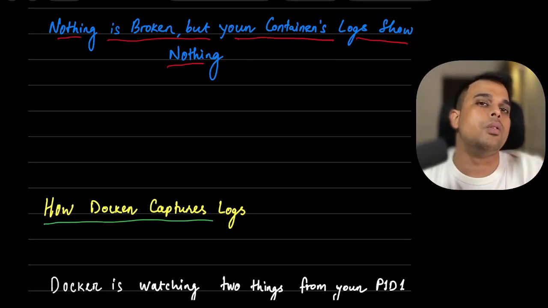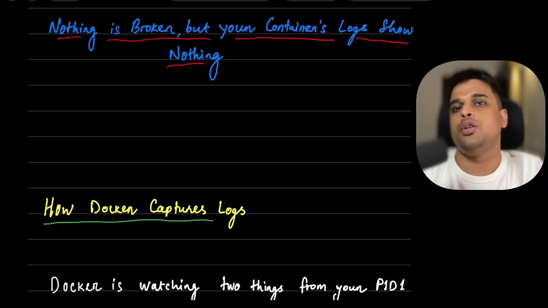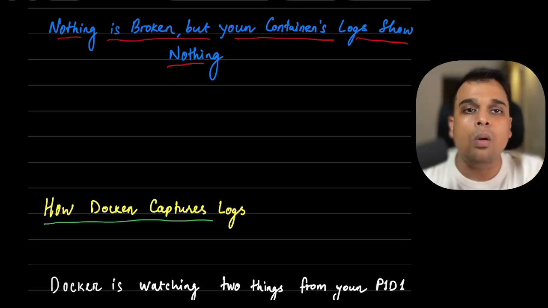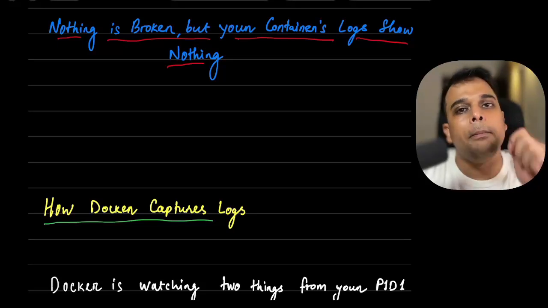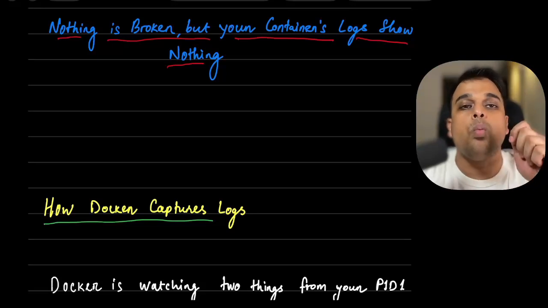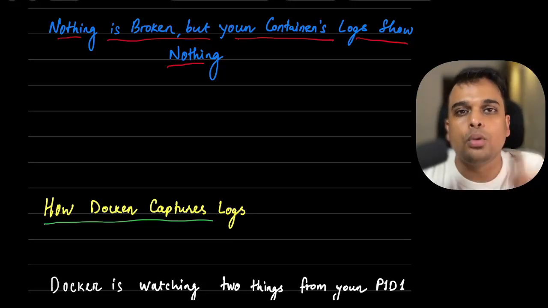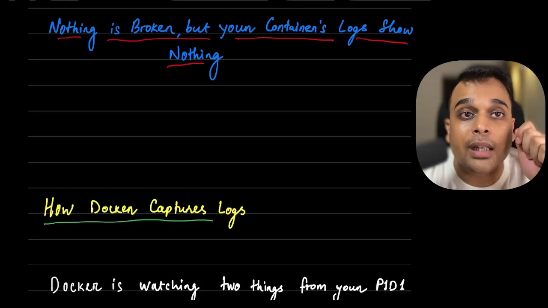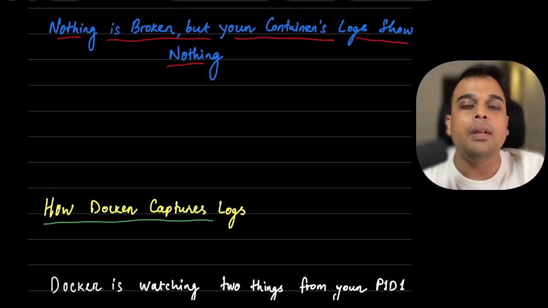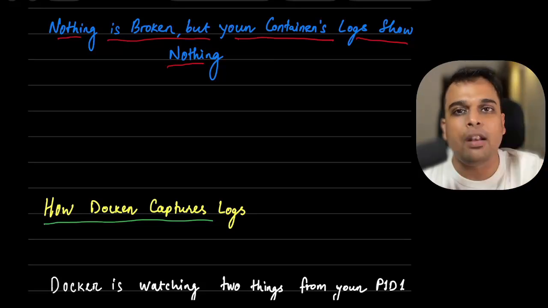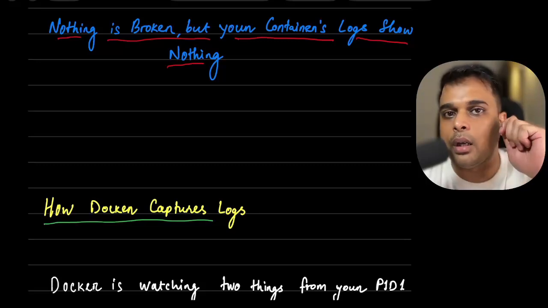So in this video, we are going to reproduce this particular issue from scratch and understand how Docker actually captures the logs behind the scenes. And we will figure out why docker logs sometimes shows absolutely nothing, even when the application is logging correctly. And we will learn how to track down where the logs really went and then fix it properly so it does not become a painful production issue later. So without any further delay, let's jump into the video.